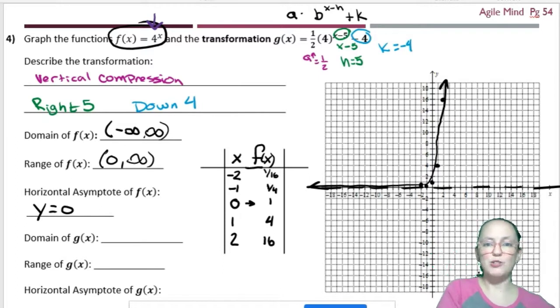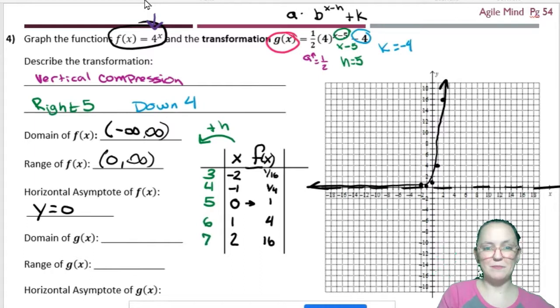To do our transformations to get to this g of x guy, we're going to do our transformations using our a, h, and k. I'm going to take my x, and I'm going to add h. So it's going to be negative 2 plus 5. Well, negative 2 plus 5 gives me positive 3. Negative 1 plus 5 is going to give me positive 4. 0 plus 5 is going to give me 5. 1 plus 5 gives me 6. And 2 plus 5 gives me 7.